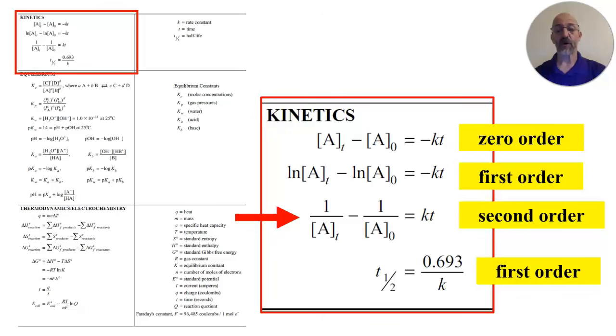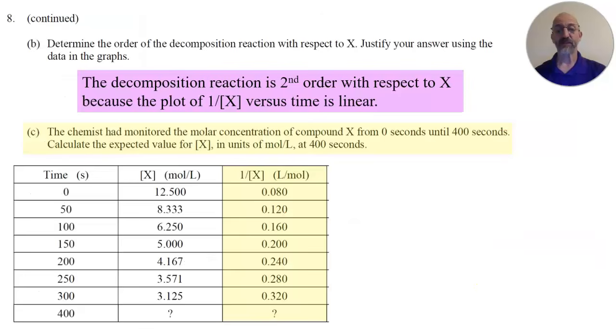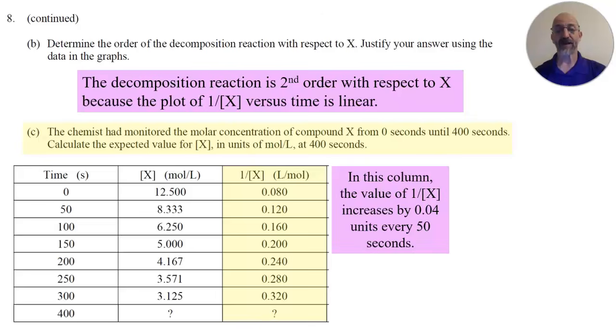Now, we could actually solve for the rate constant if we wanted to, but what I'm going to do is just simply look at the connection of the top to the bottom, and I realize that as I go from top to bottom in this column, the value of the reciprocal of the concentration increases by 0.04 units every 50 seconds. So 0.08, 0.12, 0.16, 0.20, etc. But that's every 50 seconds. Now let's take a look at the bottom of the table. We're not going from 300 to 350.